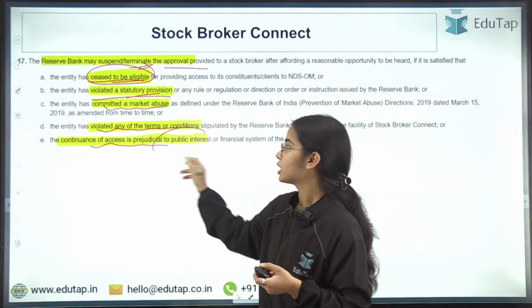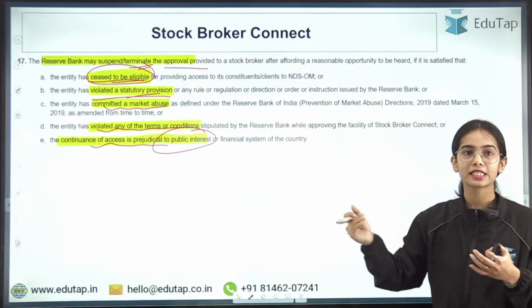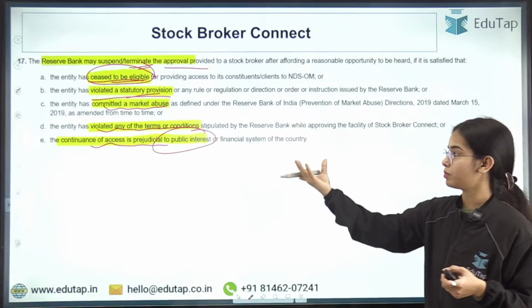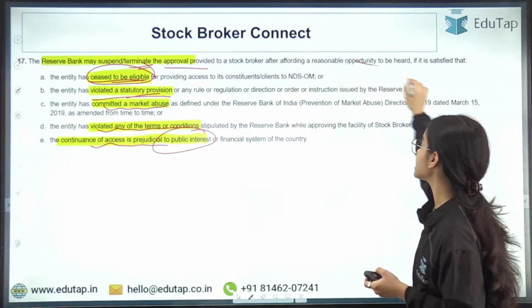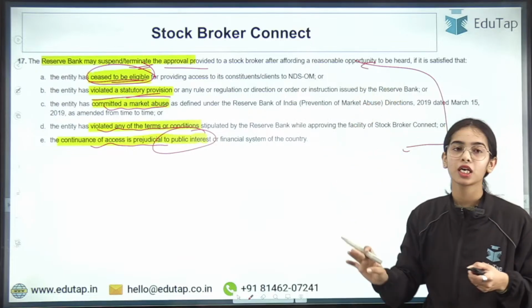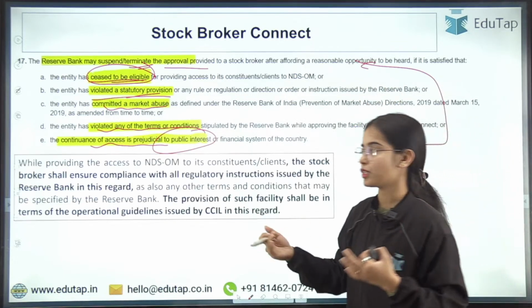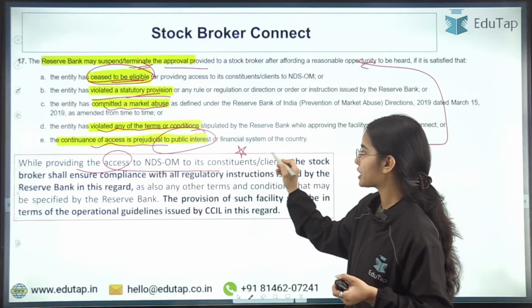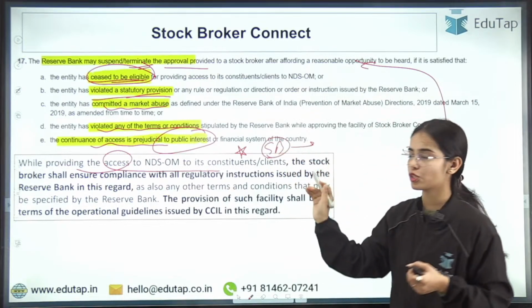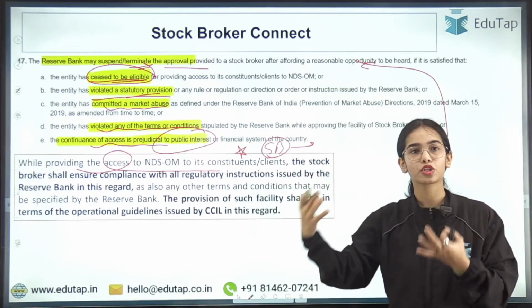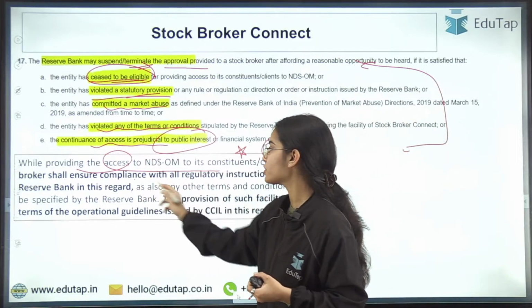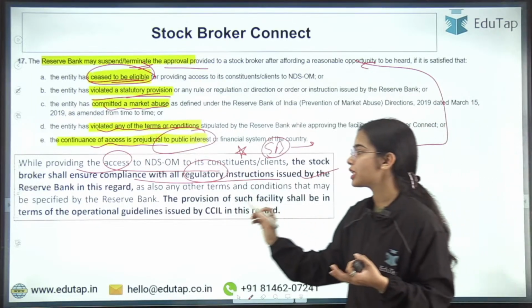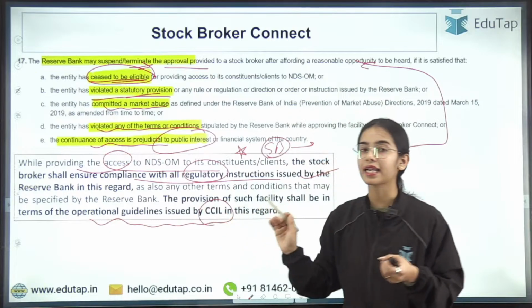If the stockbroker continues to provide access to NDS-OM and there are some problems coming, it is prejudicial to the public interest or financial system. So if any of these things are happening, the RBI can suspend or terminate the approval of the stockbroker on the NDS-OM platform. While providing access to the NDS-OM platform to its constituents or clients, the stockbroker shall ensure compliance with all the regulatory instructions issued by the Reserve Bank of India and the operational guidelines issued by the CCIL, which also have to be followed.